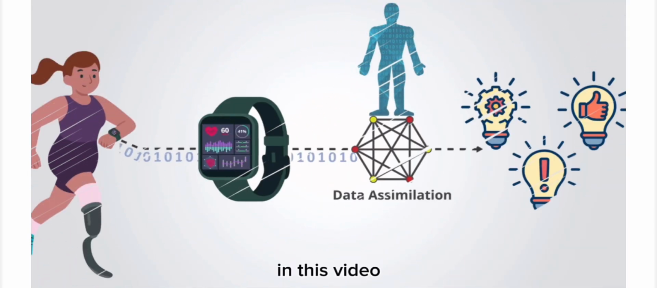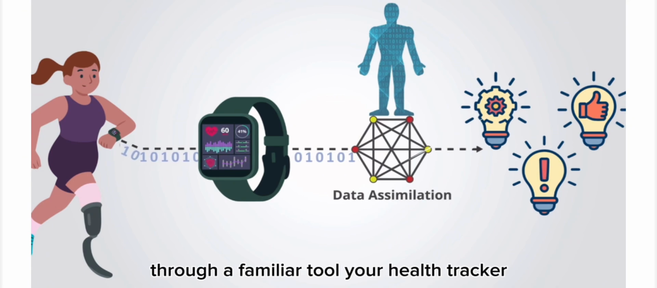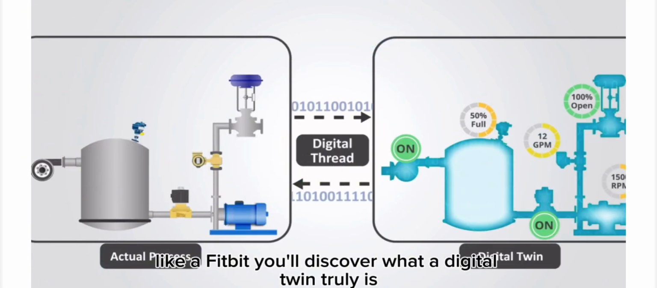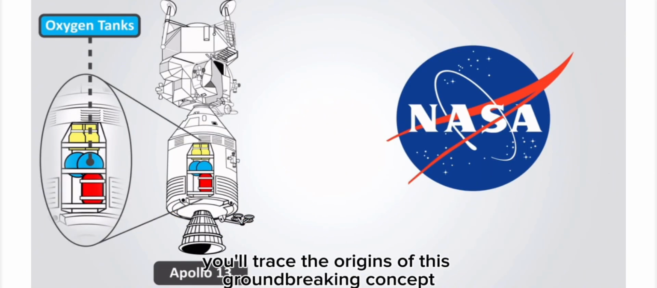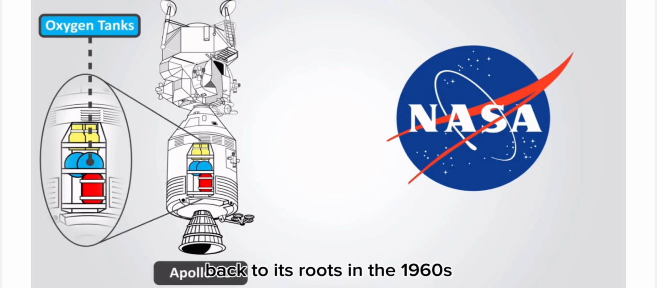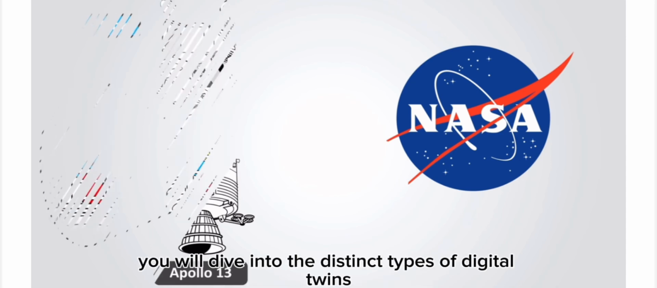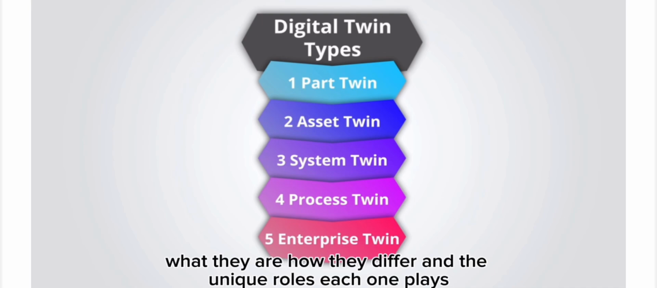In this video, you will explore the foundation of digital twin technology through a familiar tool in your health tracker, like a Fitbit. You'll discover what a digital twin truly is, how it operates, and the core principles that define it. You'll trace the origins of this groundbreaking concept back to its roots in the 1960s, uncovering how it evolved into the tech shaping industries today. You will dive into the distinct types of digital twins, what they are, how they differ, and the unique roles each one plays.